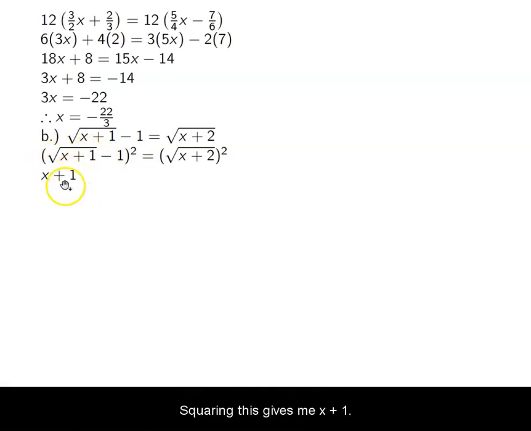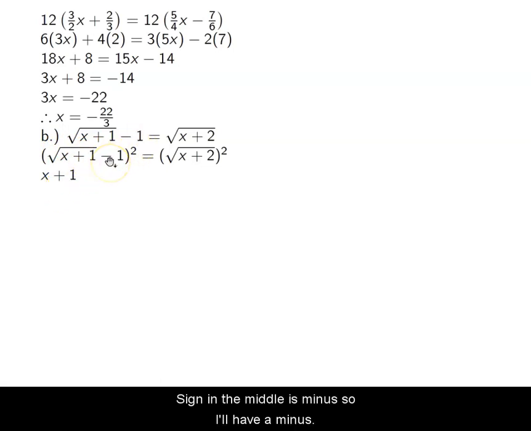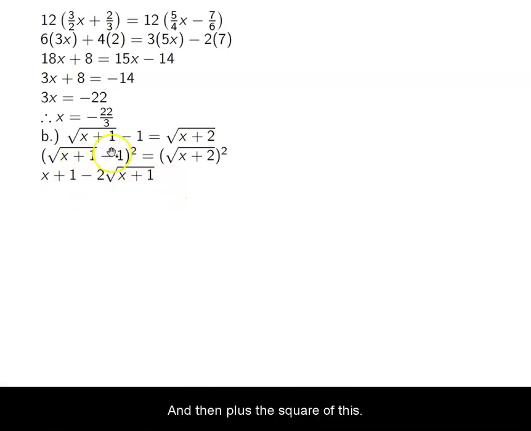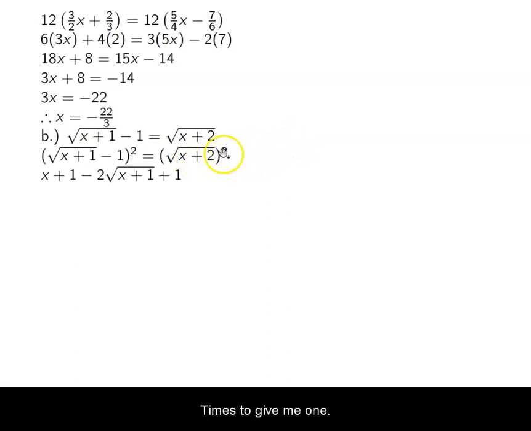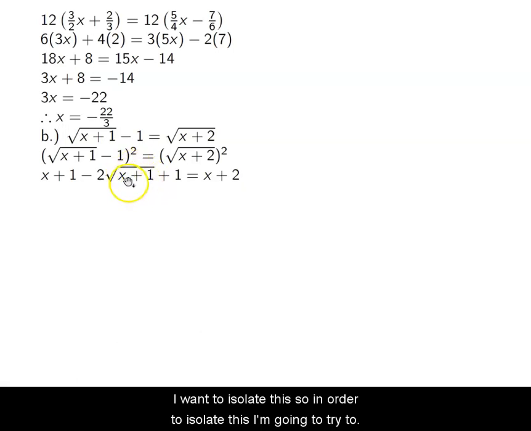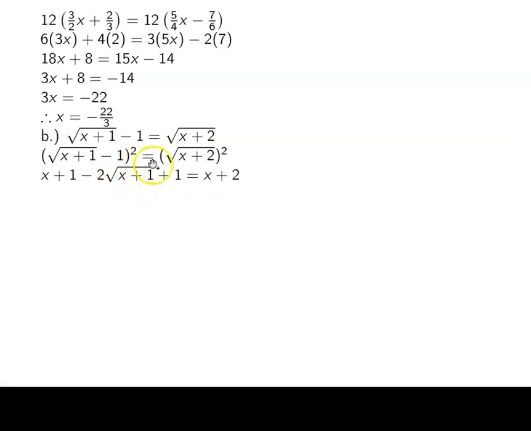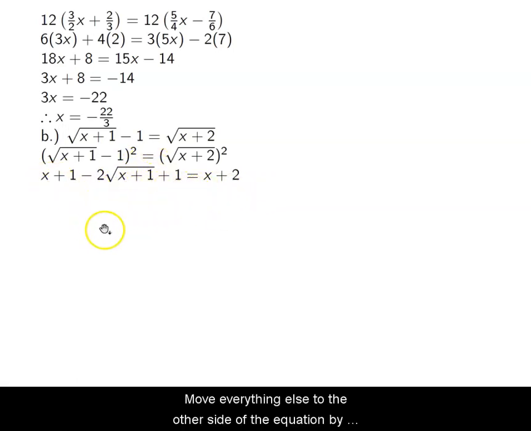So squaring this gives me x plus 1. The sign in the middle is minus, so I'll have a minus 2 times this times that. And then plus the square of this. And on this side, the square root and this exponent cancel each other out, because I can write the square root of x plus 2 as the quantity x plus 2 raised to the 1/2 power. So 1/2 times 2 gives me 1. They undo each other. I end up with x plus 2. Now again, this is a grouping symbol, this is an exponent. I want to isolate this, so I'm going to move everything else to the other side of the equation by using opposite operations.